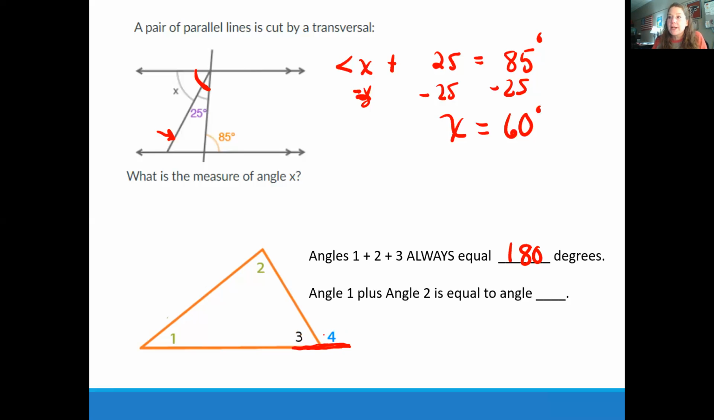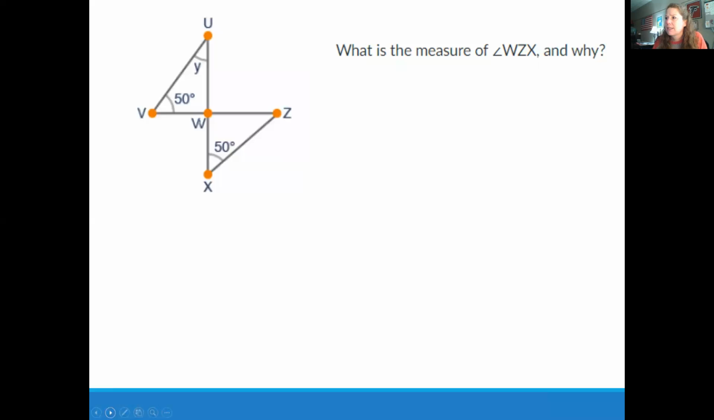Or it's always equal to the sum of the inside angles. So angle 1 and angle 2 always equal the same degrees as that exterior angle. Angle 1 plus angle 2 is equal to angle 4. That's called the triangle exterior angle theorem. Okay? All right, so this one shows us that we have 2 triangles.